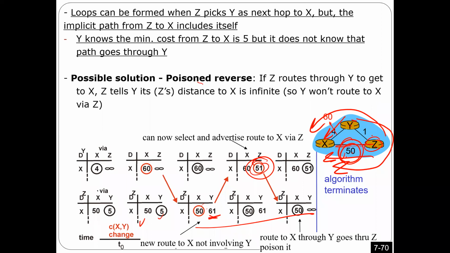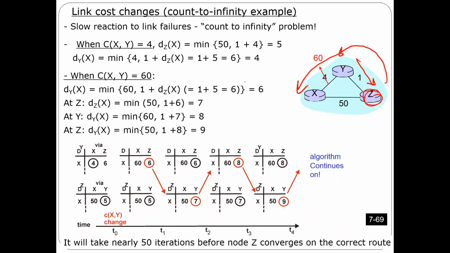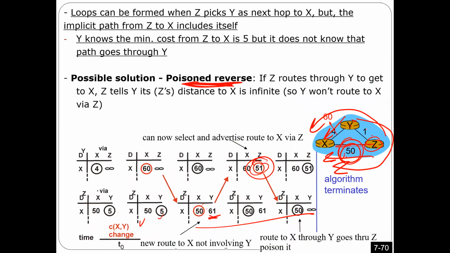So this solution, we call it Poisson reverse. It's like you are poisoning the reverse. How can you poison the reverse? When I send my distance vector to Y, if this distance vector is going to create the reverse path, I'm going to make the cost infinity. Instead of, it's actually 4 plus 1, 4 plus 1 is 5, plus 1, instead of making 6, I'm going to make it infinity. This is what we call Poisson reverse. Is that okay? Any questions?